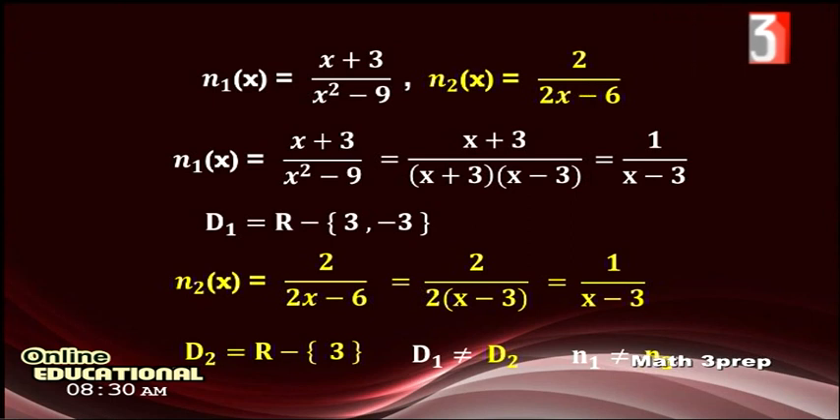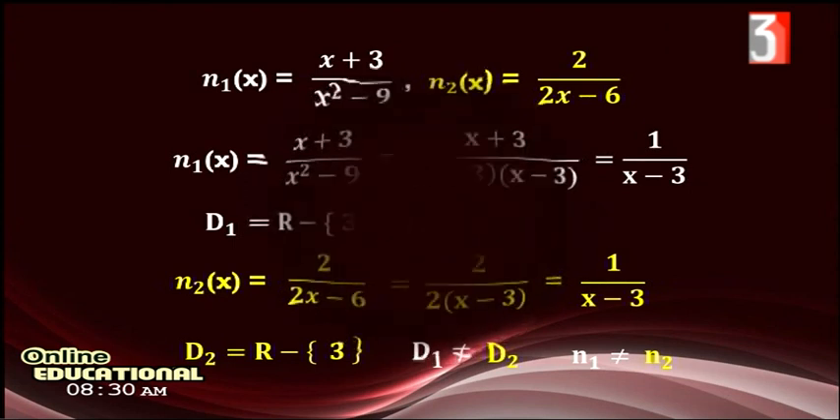So, the very important method to prove whether these two algebraic fractions are equal or not is that their reduction must be the same and their domains must be the same. If one of them does not hold, they are not equal algebraic fractional functions. Let us have another example.